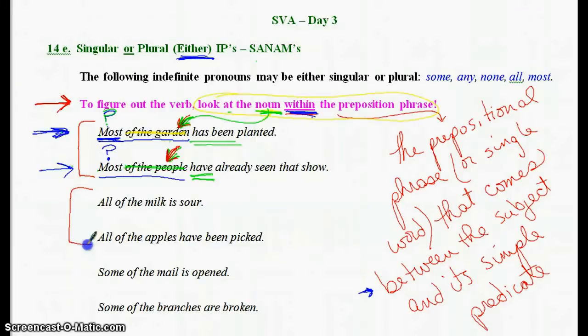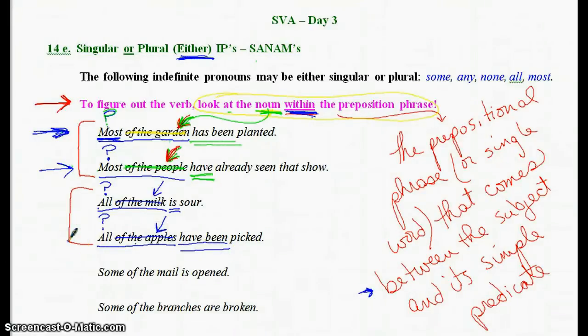In the next examples, we see that both of the synonyms are all. All of the milk. We don't know what all is. Normally we cross the prep phrase off completely, but we need to look at that noun to tell us. The milk is sour. All of the milk is sour. The next example, all of the apples. Again, we don't know if all is singular or plural. We need to look within this prep phrase that we would normally cut out. The apples have been picked.